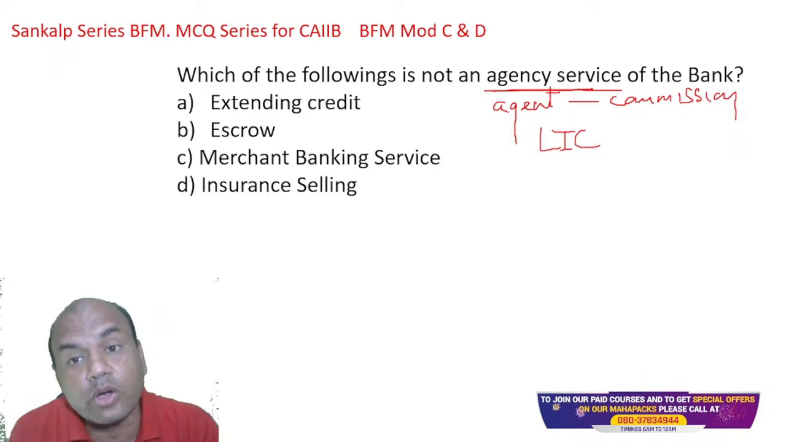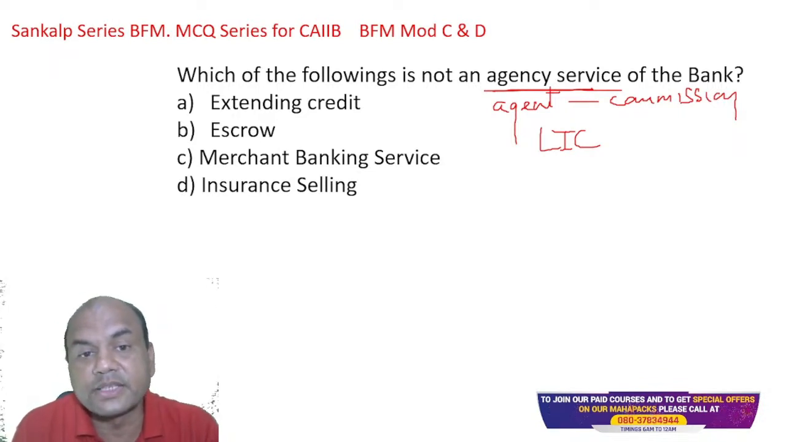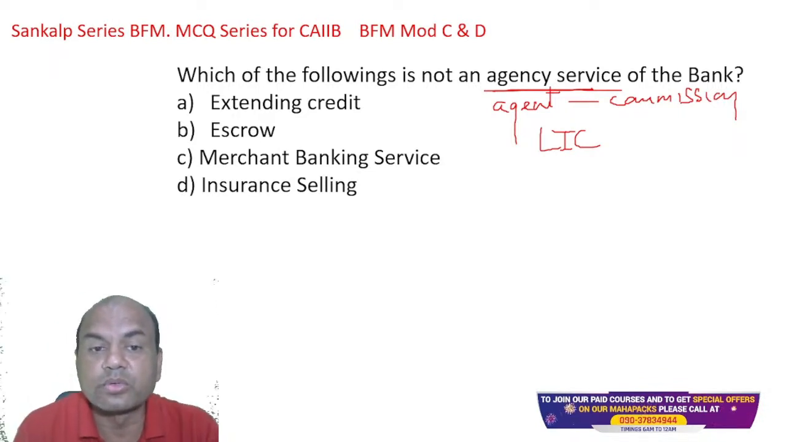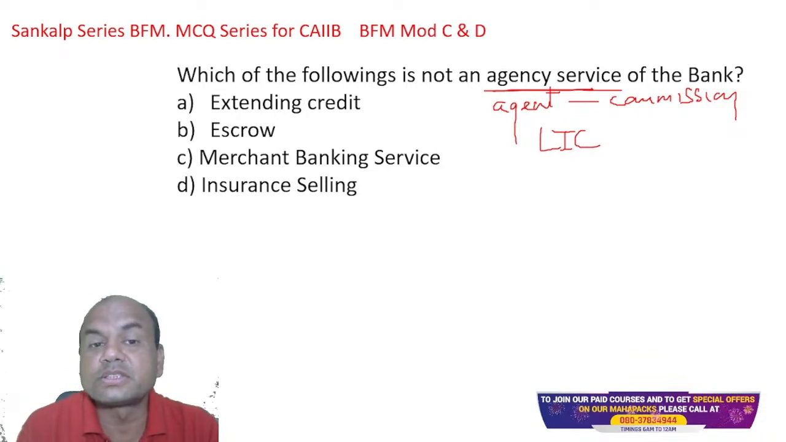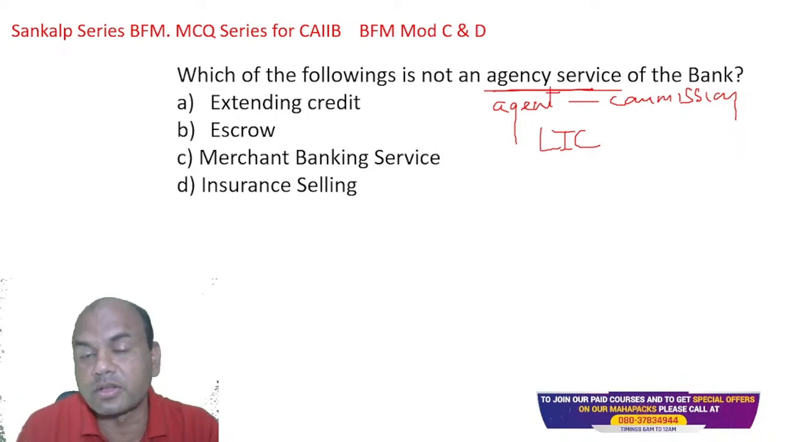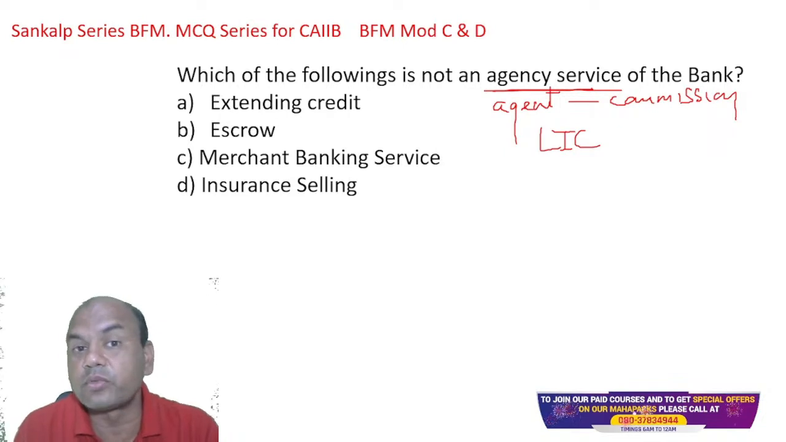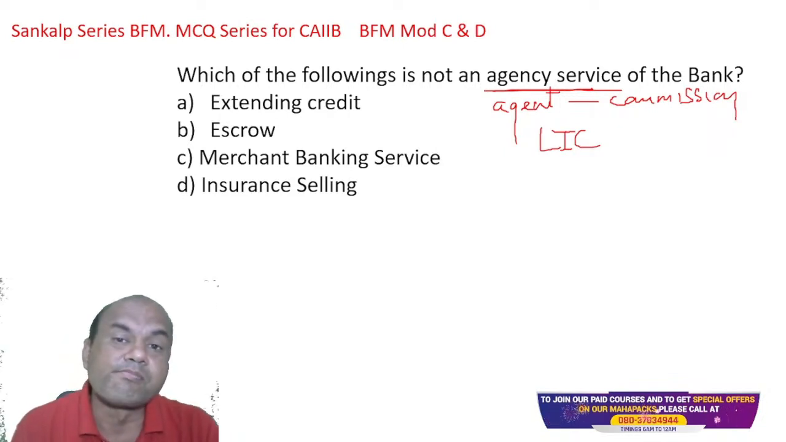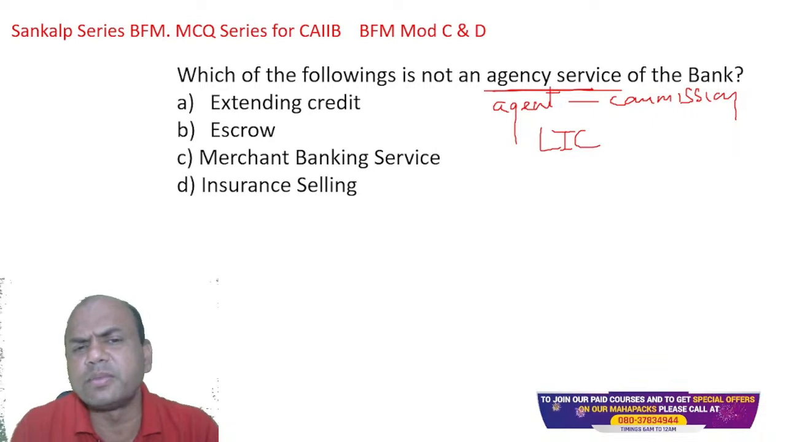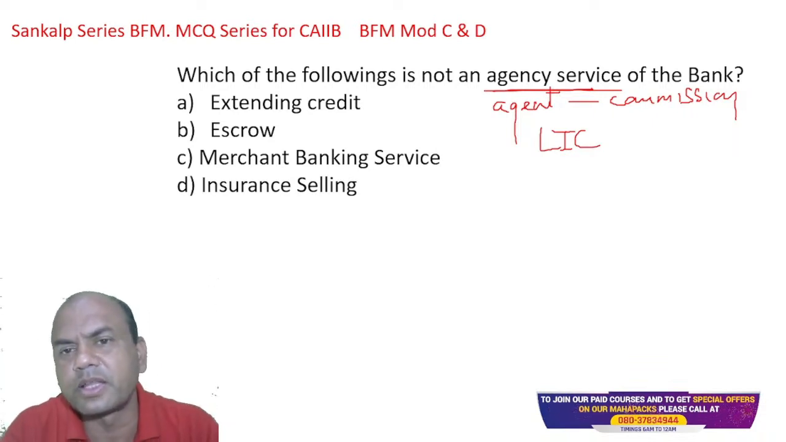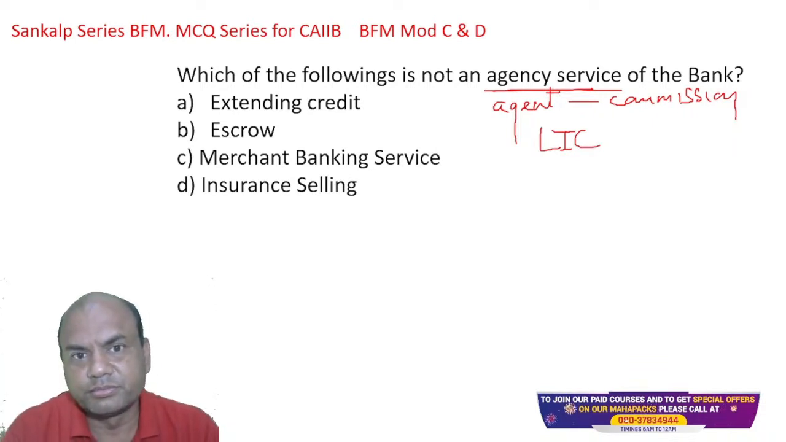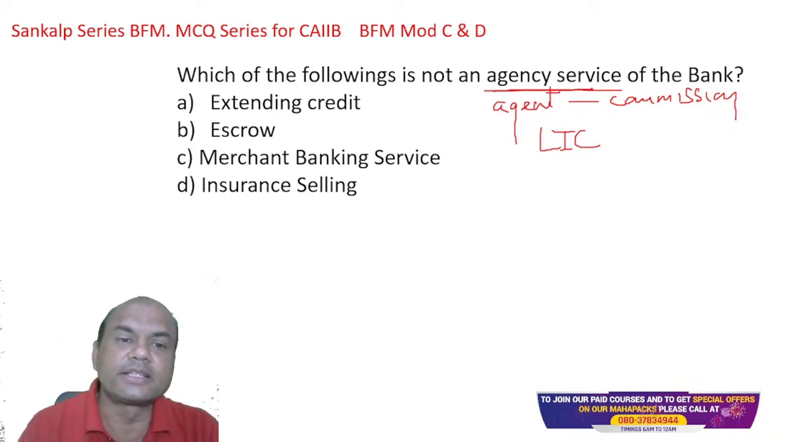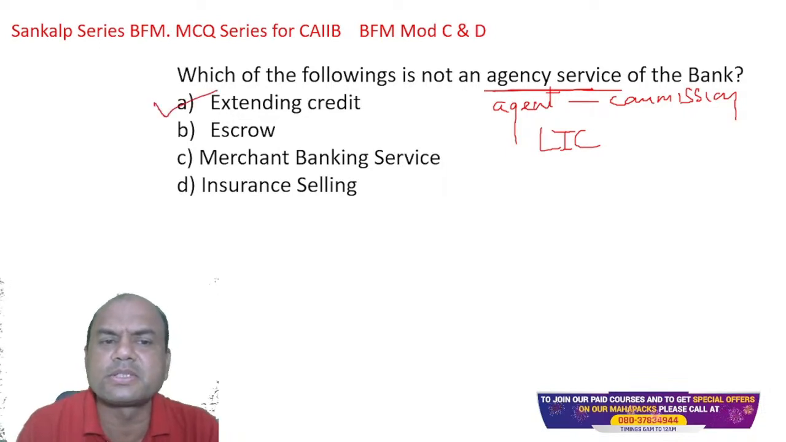So which of them is not an agency service? Extending credit, escrow, merchant banking services, and insurance selling. They are not acting as agents. Now, a very easy one but tricky one. You can immediately see the answer. Let me see how many of you can answer over here. Correct, extending credit. It is not an agency commission over here.